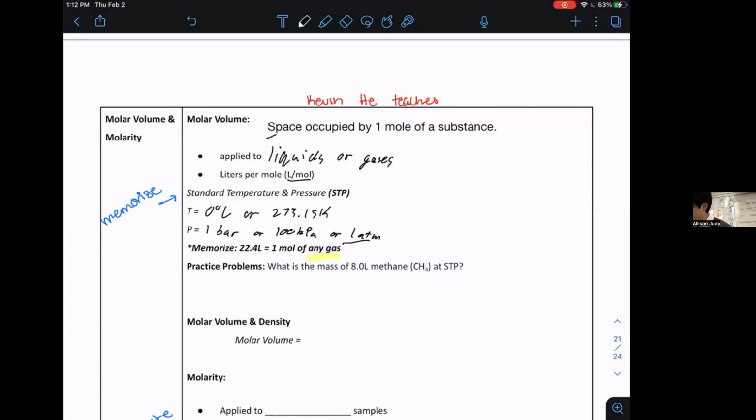Molar volume is the space occupied by 1 mole of a substance, and it's applied to liquids and gases. Its units are liters per mole, and it has this value of 22.4 liters per mole only at standard temperature and pressure, which is this value right here.